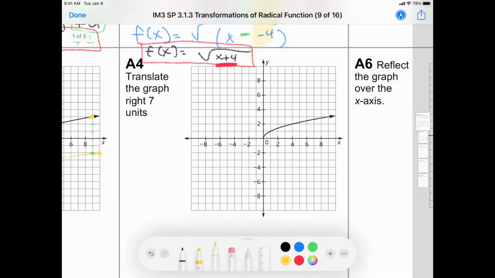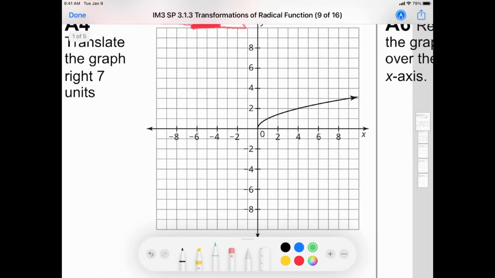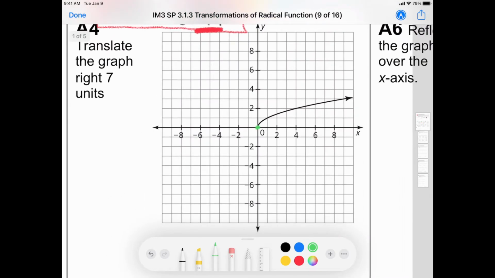Alright, A4. We have to translate the graph, right? 7 units. You can do visual first. So here again are some key reference points you need for the square root function: (0, 0), (4, 2), and (9, 3) from the introductory video. And now it's telling me to go right 7 units.